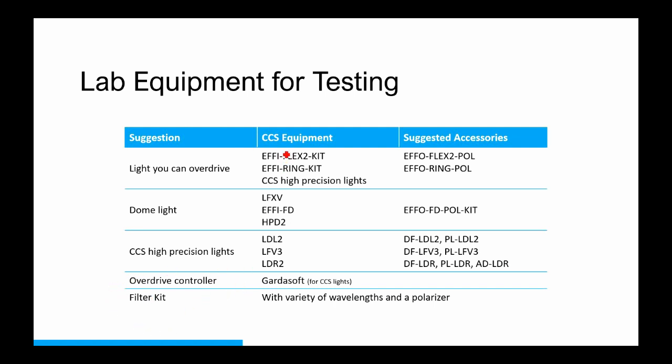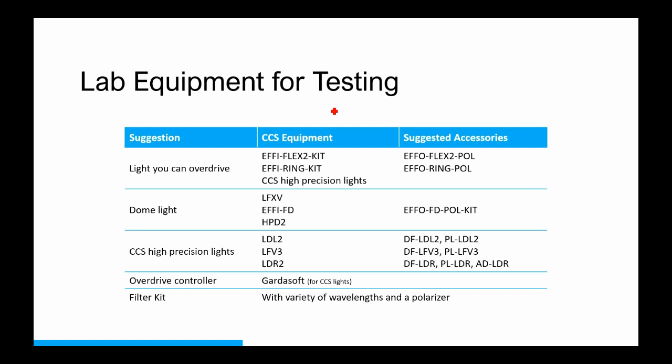So in terms of a light you can overdrive, the FE Flex bar light is great, and the ring light, if you get the kit version, it comes with all of the diffuser windows I talked about, the transparent, the semi-diffuse, and the opaline. And then you can also get the polarizer accessories along with that. And most all of the CCS high precision lights can be overdriven as well.